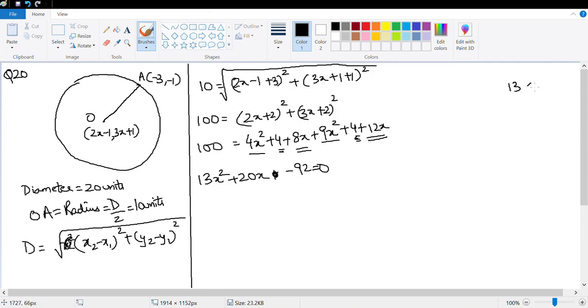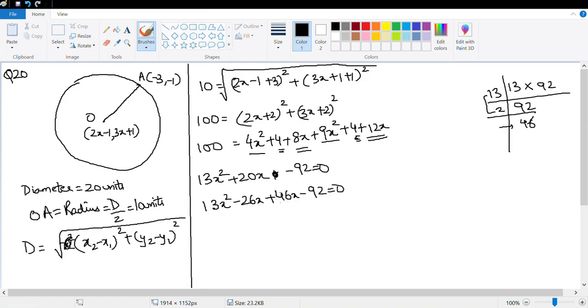So let's do the factors. 13 into 92, I do not need the negative sign. So 13 is a prime number, so this gives me only 92. 2 times 46, yes, this is 26, this is 46. I've already got the factors 46 and 26. So 46 will be positive and 26 will be negative. 13x square minus 26x plus 46x minus 92 is equal to 0.